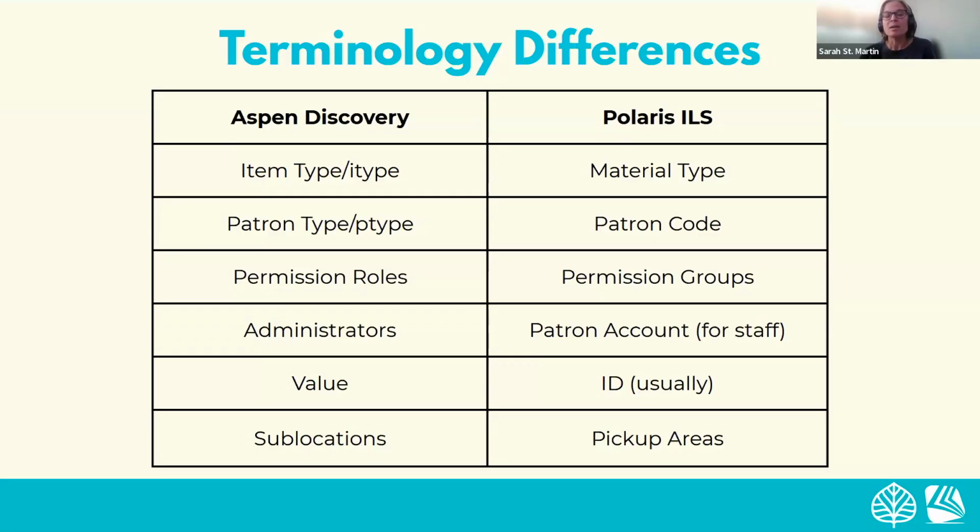In tables, the value in Aspen is the ID, and I say usually in Polaris, because there are plenty of tables that have IDs that have no connection to Polaris at all. But for things like collections, branches, stuff like that, the ID corresponds to what it is in Polaris. And then in Aspen on the admin side, there are sublocations, and those correspond to the pickup areas in Polaris. They are called pickup areas for the patron view, but in the admin side, it's sublocations.